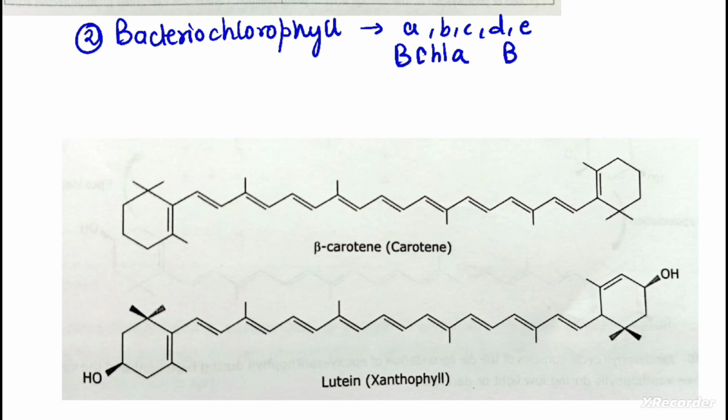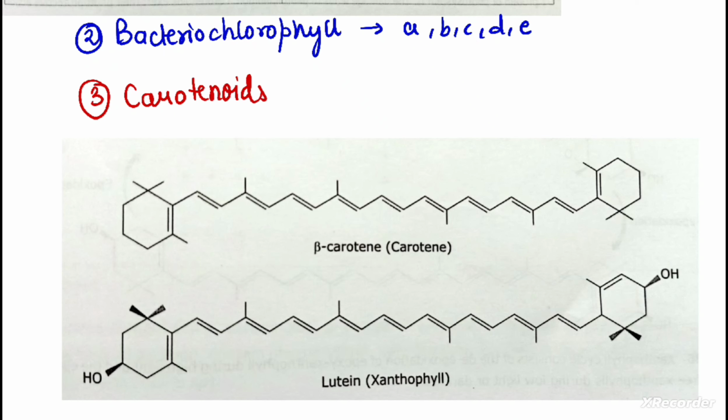Now, these bacteriochlorophylls are obviously, as per the name, present in anoxygenic photosynthetic organisms, especially certain bacteria. They absorb light of a longer wavelength compared to the general chlorophyll molecules that we saw.